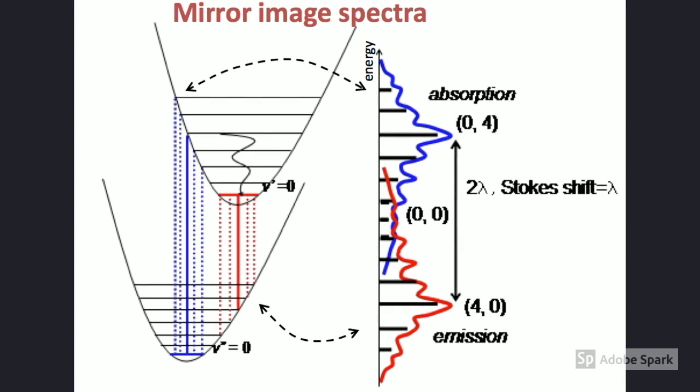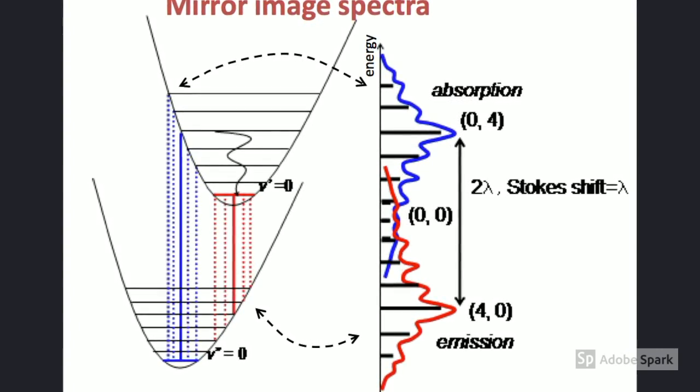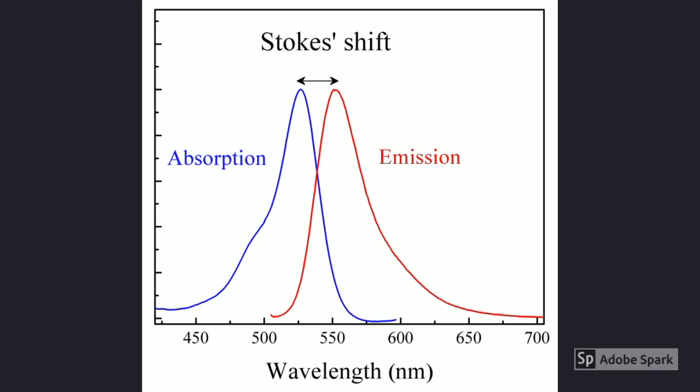The more vibrational energy they lose in the excited state, the larger the shift between absorption and emission spectrums. Thus, when these lower energy electrons emit light and return back to the ground state, the emitted light would have a longer wavelength than the excitation wavelength, so the energy would be lower.